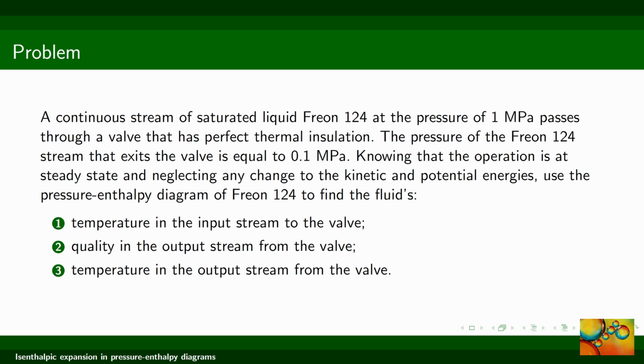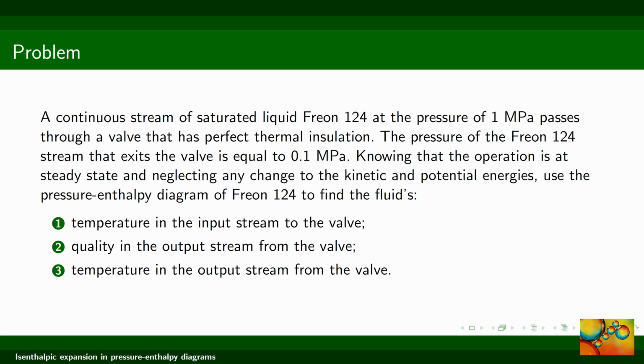A continuous stream of saturated liquid Freon 134a at the pressure of 1 megapascal passes through a valve that has perfect thermal insulation. The pressure of the Freon 134a stream that exits the valve is equal to 0.1 megapascal.